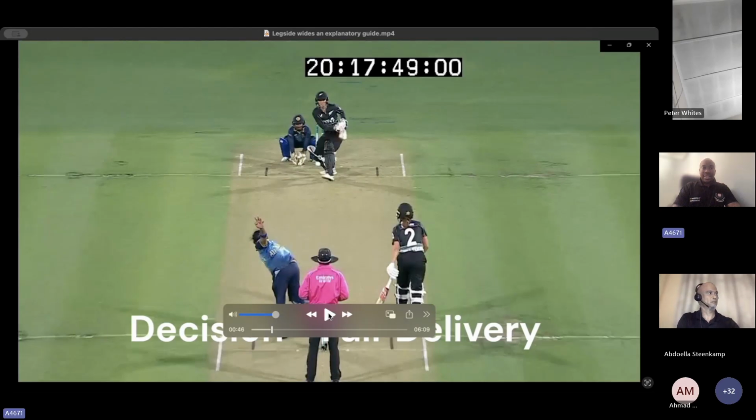That change, or that playing condition, has been the case in white ball cricket for many years now. It is not new, and that is why I didn't include it in the questions or the scenarios that were played for the leg side wide guideline, which is new.